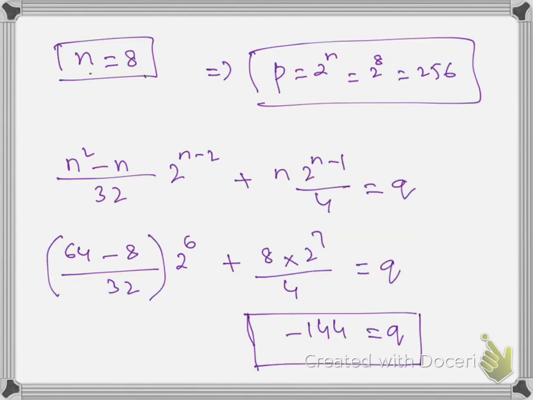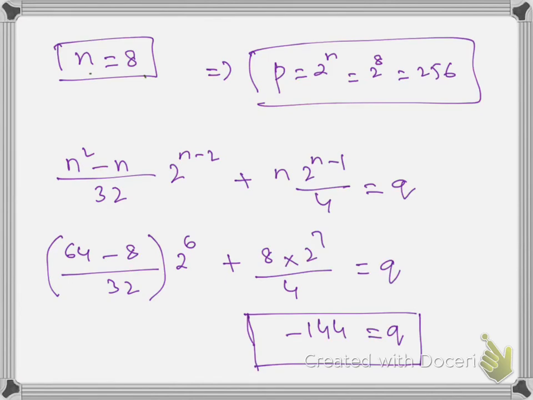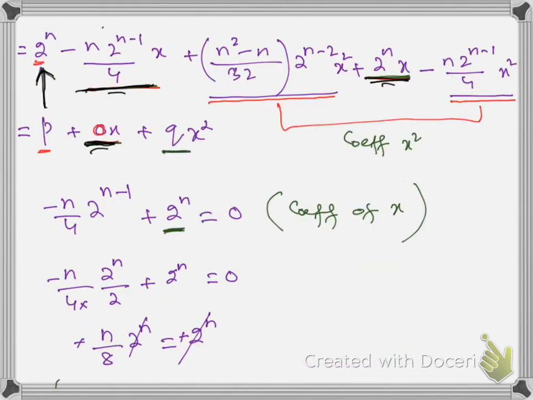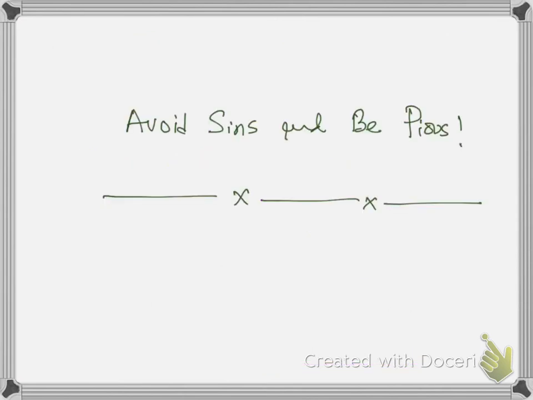n equals 8. After getting the value of n, I compared p with 2 power n, constant with constant here. Therefore the value of p is 256. Lastly, I compared the coefficient of x square. This is the coefficient of x square and this is the coefficient of x square with q. So when I compared this with q, I got q equals minus 144. This is the way to solve these type of questions.